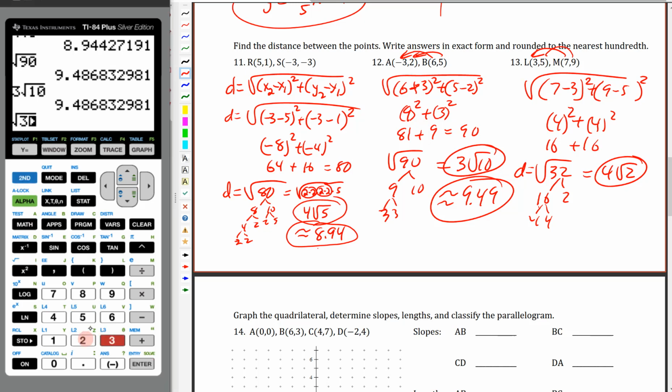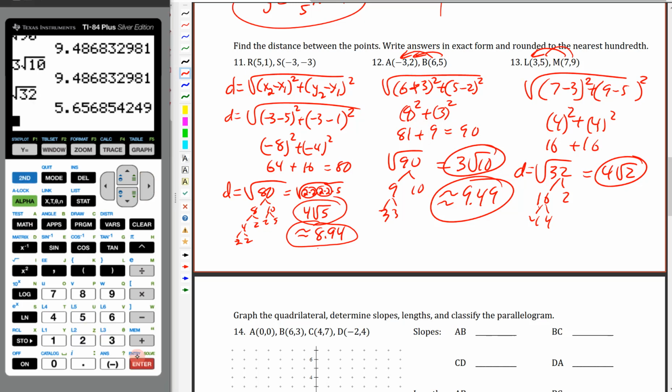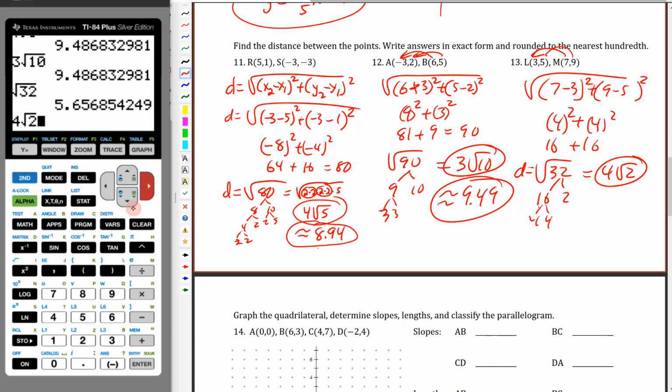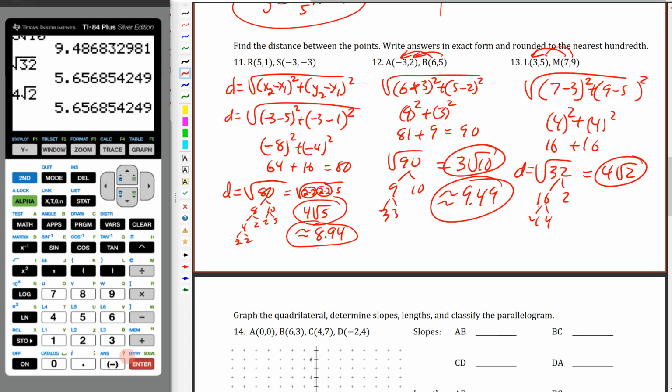So we're going to hit second, square root, 32, 5.656. And then we're going to do 4 square root 2. Doesn't take very long to do that. And we double check, we make sure we get the right answer. A couple of extra seconds making sure that those match up. So we get 5.65 or 66. That 6 is going to bump it up. So this is going to be 5.66. So there's our answer right there.